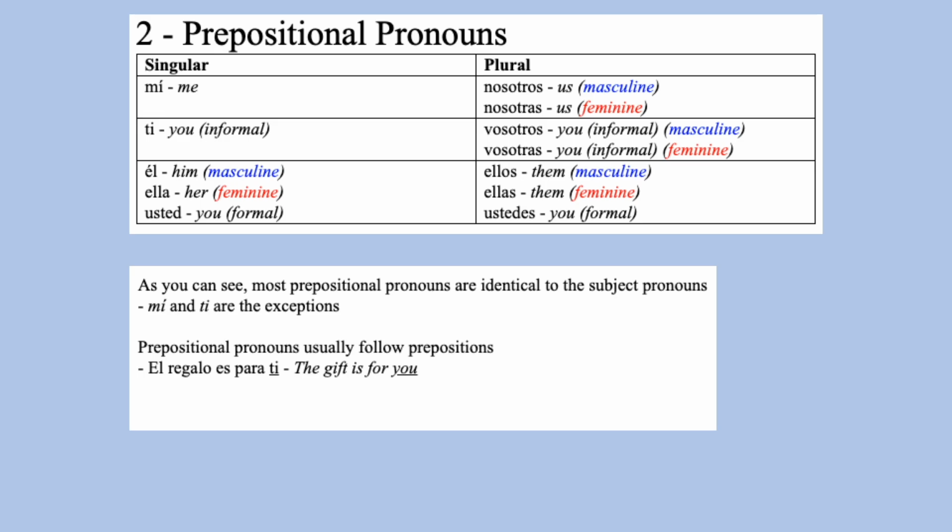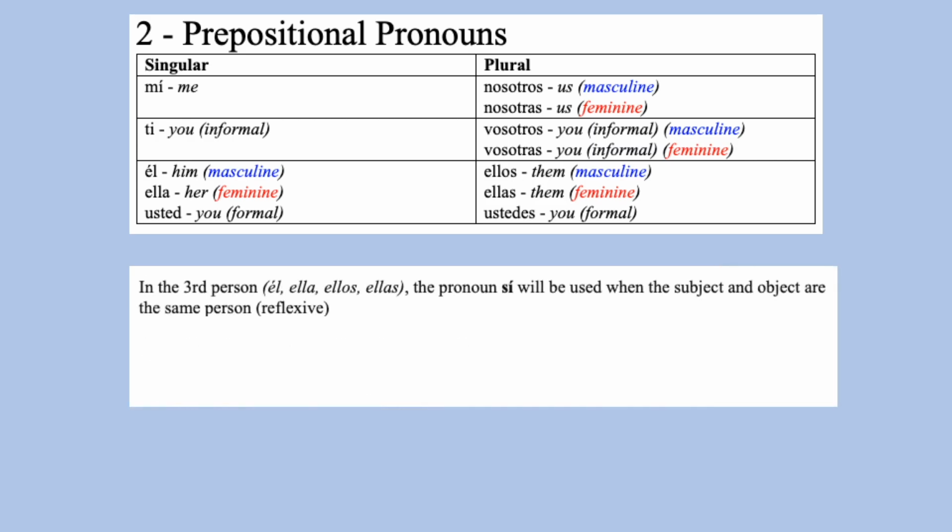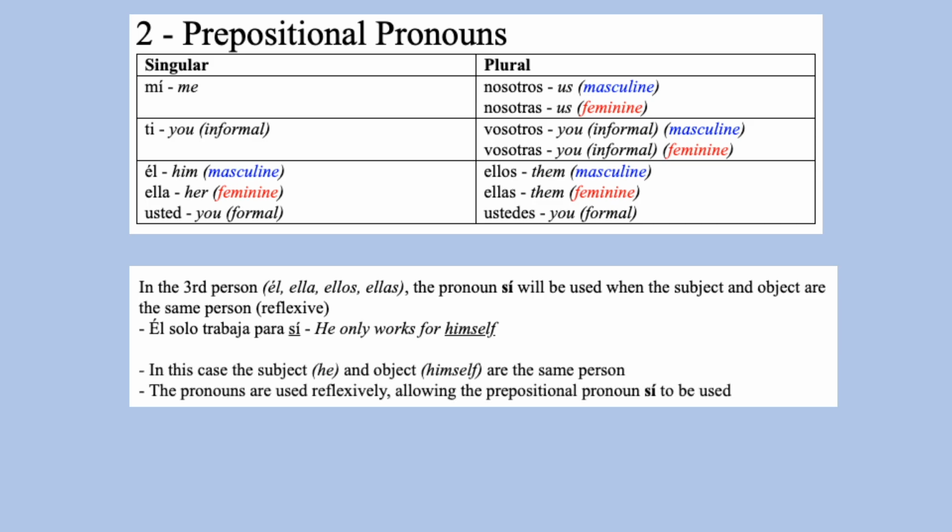El regalo es para ti. Ellos hablan de nosotros. Yo camino con ellos. In the third person, the pronoun sí will be used if the subject and object are the same person. Él solo trabaja para sí. So in this case, the subject and object are the same person. The pronouns are being used reflexively. Therefore, the prepositional pronoun sí is used.